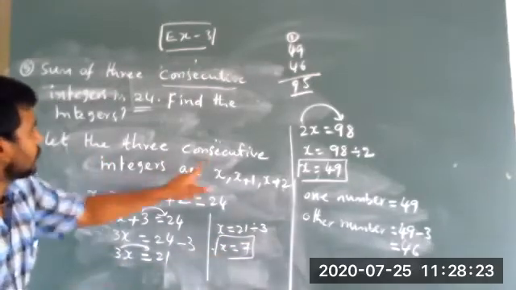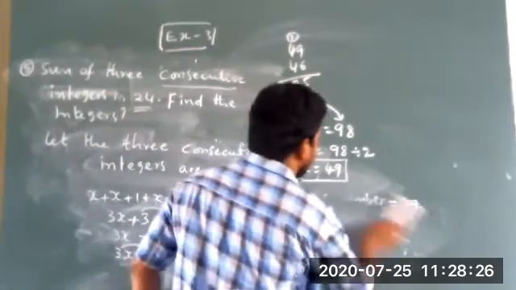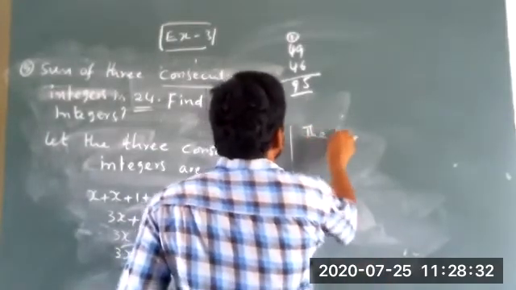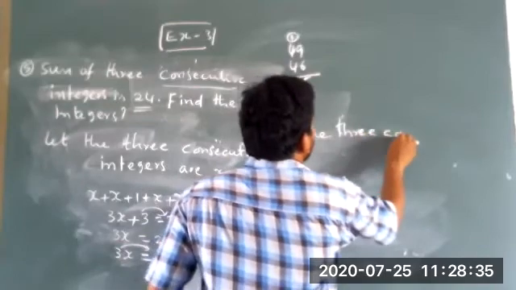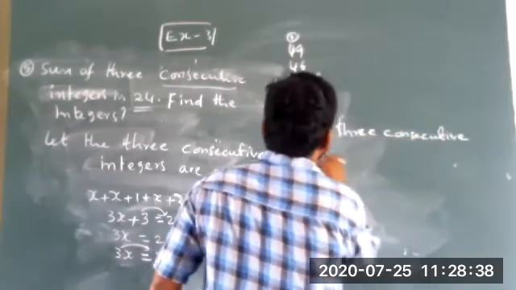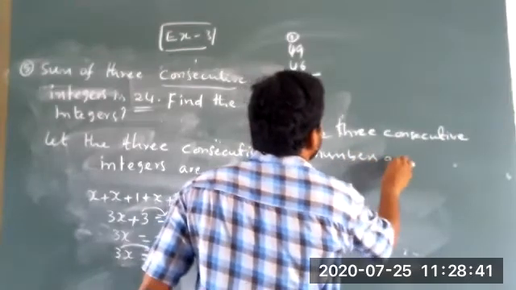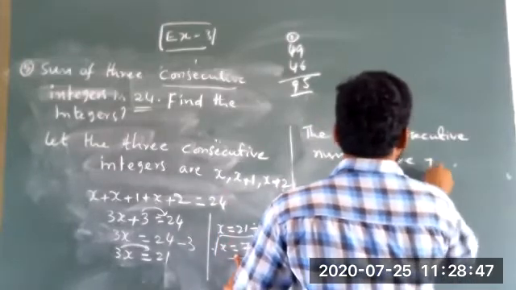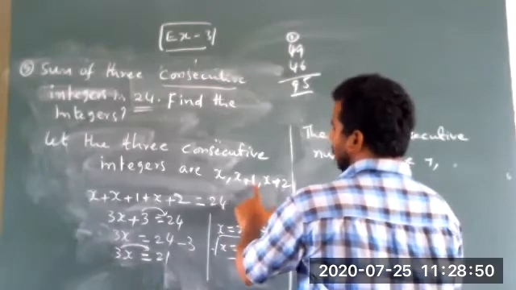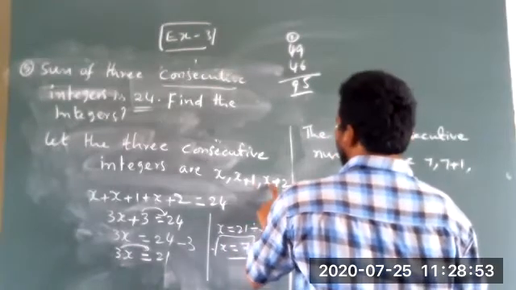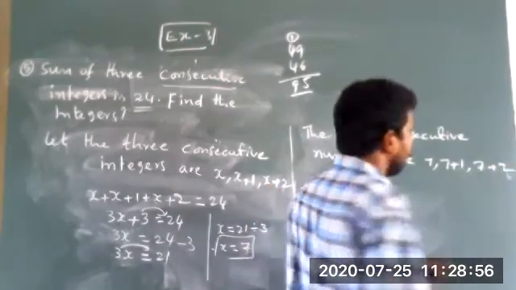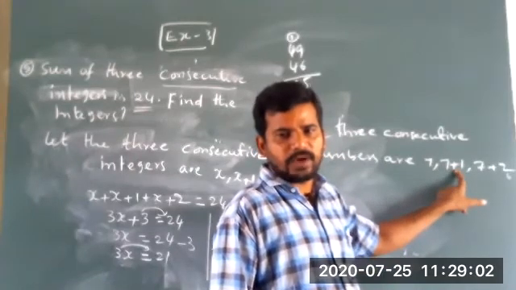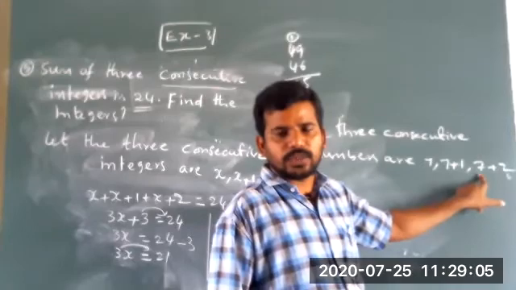So we have to write the three consecutive numbers. The first one is x. What is x? 7. The second one is x plus 1, that means 7 plus 1. The third one is x plus 2, that means 7 plus 2.